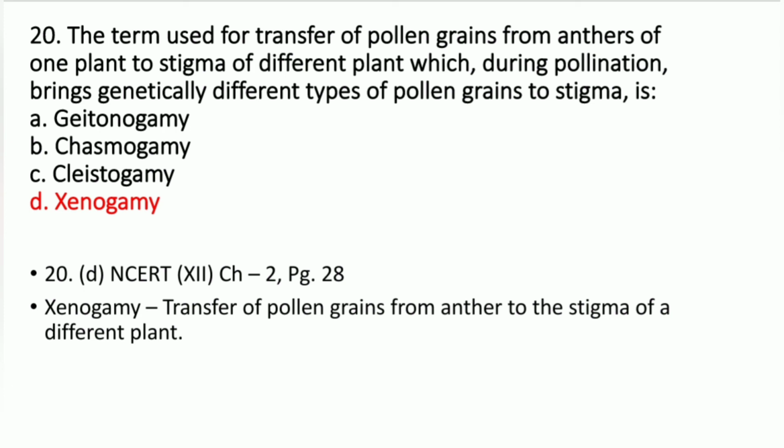20. The term used for transfer of pollen grain from anther to the stigma of different plant during pollination, which brings genetically different type of pollen grain to stigma. So such type of pollination is an example of xenogamy, in which there is transfer of pollen grains from anther to stigma of a different plant.